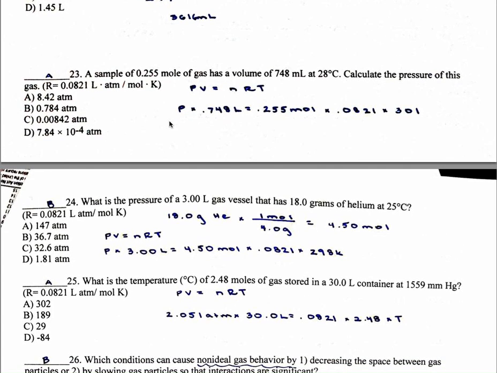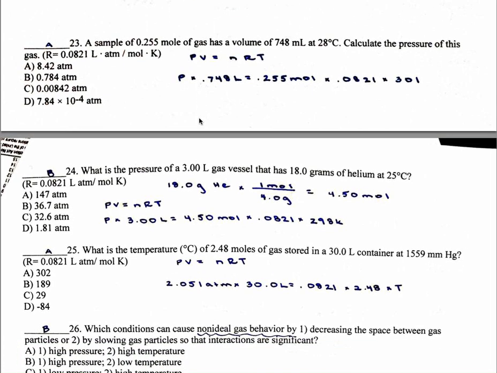23. As soon as you see moles, guys, and I'm giving you your R, you're going to be using the ideal gas law. So PV equals NRT. I give you your volume in milliliters. Notice it needs to be in liters. So again, I move my decimal place over three places to make it liters. Equals, I give you moles, I give you your R, and then I give you temperature, but in Celsius. It needs to be in Kelvin, right? Look at your R value. So I add 273 to 28 and get 301, and I solve and get A for my answer.